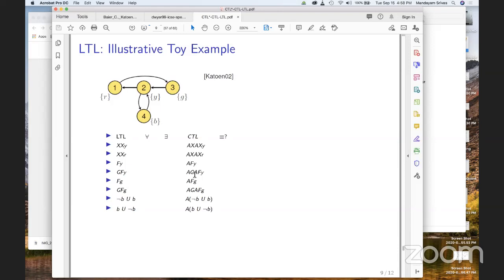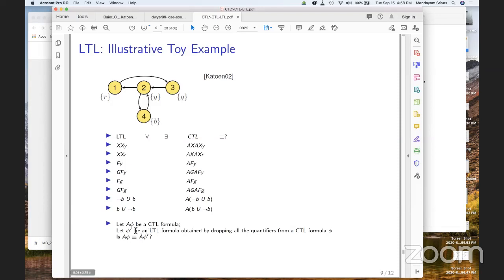So, usually you will notice that when it begins with a G, putting in a universal quantifier will make it equivalent, AG of AF of Phi, okay? But the real question is, can you do this all the time, okay?